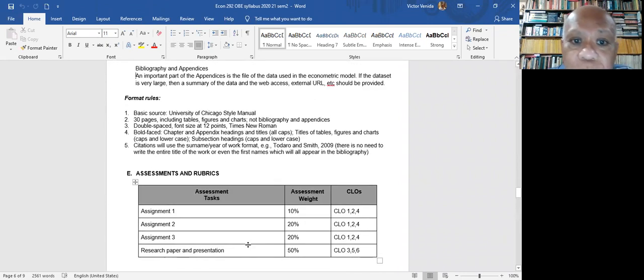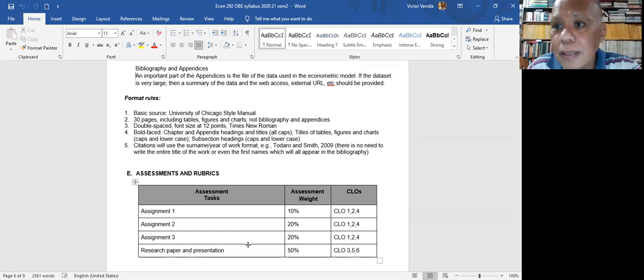Then citations use the surname, year of work format. Say, Todaro and Smith, 2009. Harris and Todaro, 1967. Okay, Solow, 1956, or Romer, 1994.